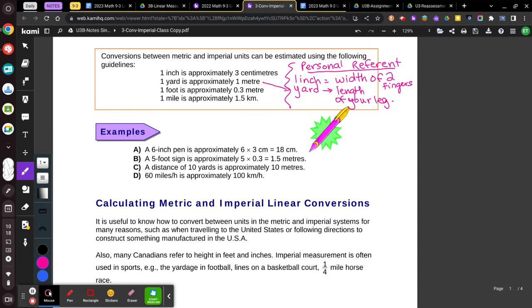Okay, so it says a foot is approximately 0.3 of a meter. A foot is also from your wrist to your elbow. So if you look at your arm from your wrist to your elbow, that's about a foot, like a foot-long subway. If you put a foot-long subway, that should fit on your arm there. And a mile, well, that's too long. Our bodies aren't tall enough to reach a mile. The other ones are small enough for us. The miles are too big.